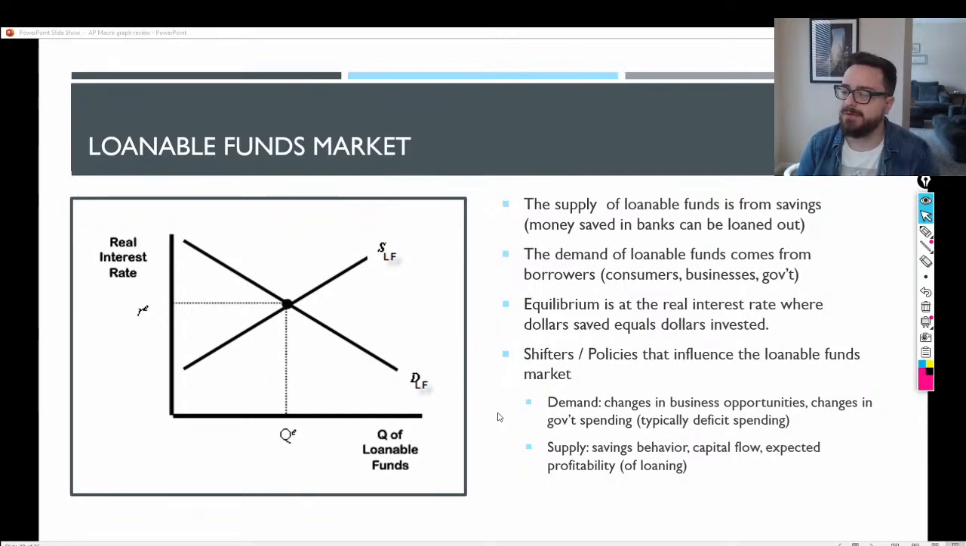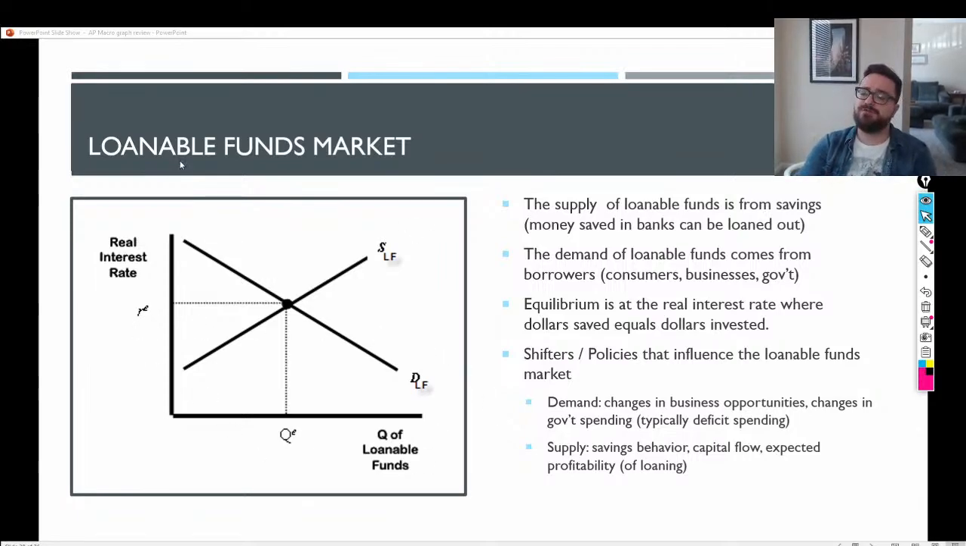If the government is borrowing more, the demand goes up. If the government is borrowing less, the demand goes down. Now, caveat. Government borrowing can be seen as or drawn as a supply shifter, because for some people, the view of this graph is the amount of money that can be lent to the public, basically, to the private sector, not the government.